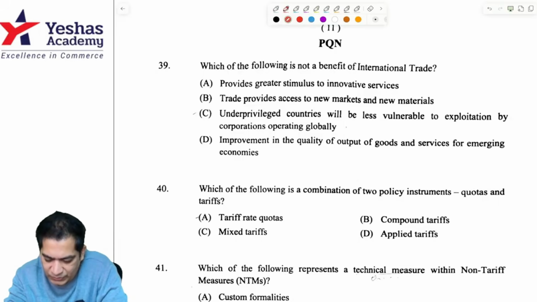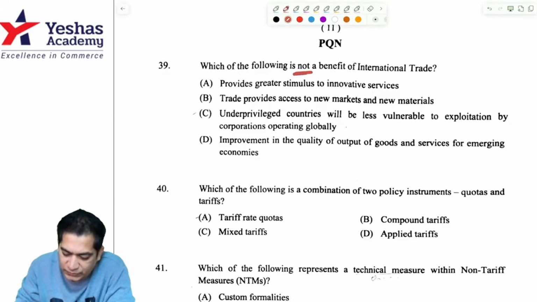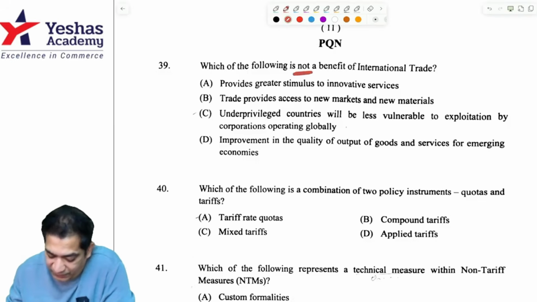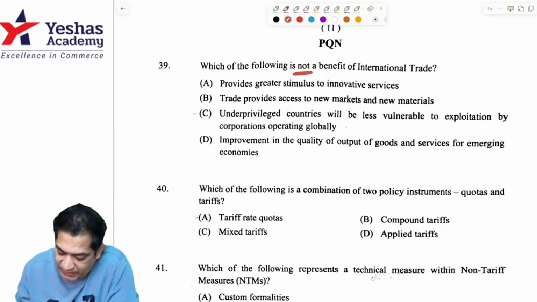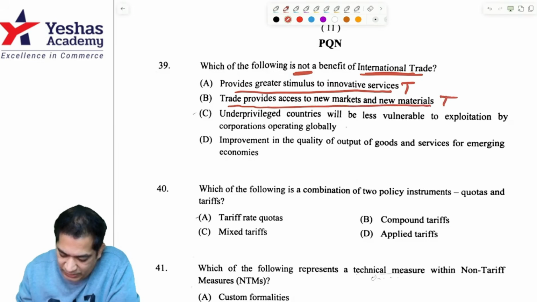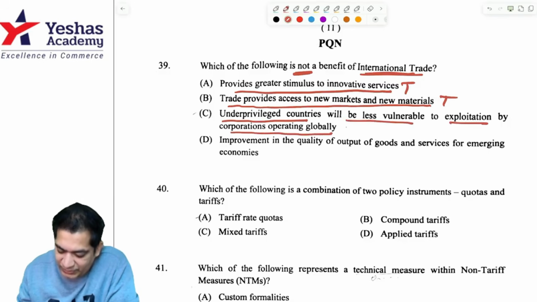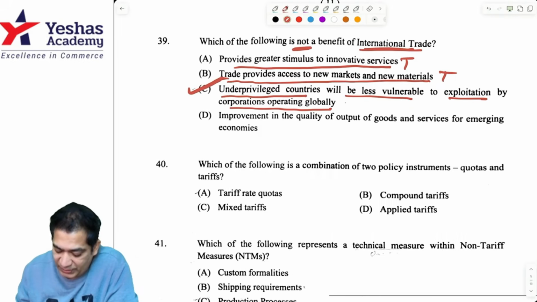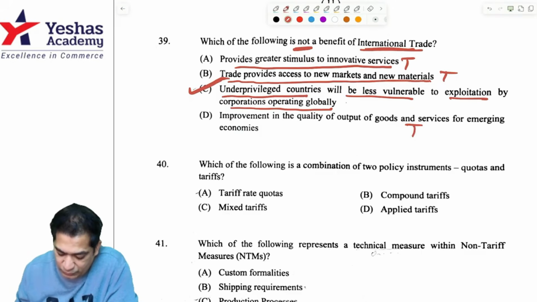Which of the following is not, see how many they've asked on the negative side. Not a benefit of international trade. Provides greater stimulus to innovative services, true. Trade provides access to new markets and new materials, true. Underprivileged countries will be less vulnerable to exploitation by corporations operating, no. They will be exploited. C is the answer. Improvement in quality of output, yes, it is also true.